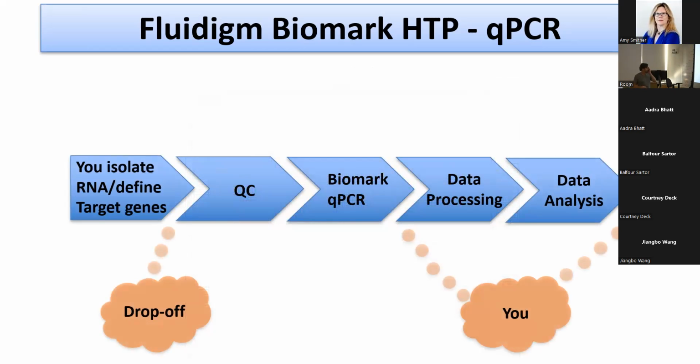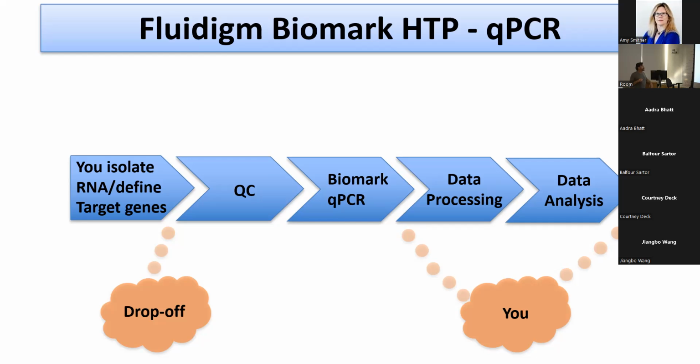The workflow for this is similar to the RNA sequencing in some respects. You still isolate your RNA, but you have to define your own target genes, because we don't know what your experiment is. We don't design the actual biology of your experiments. We'll help you with the design of the approach, but we're not going to tell you about the biology. You have to tell us that. So you have to tell us the target genes, and you drop your samples off.